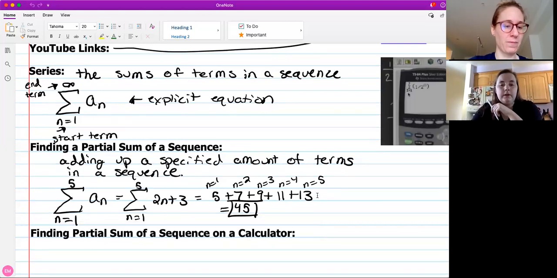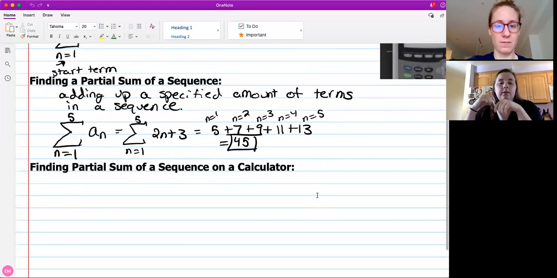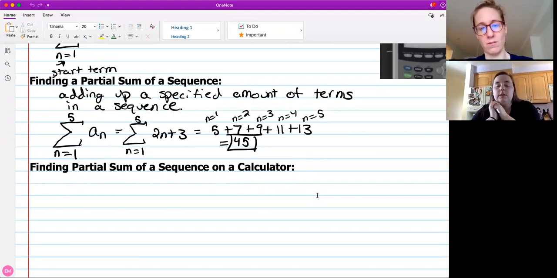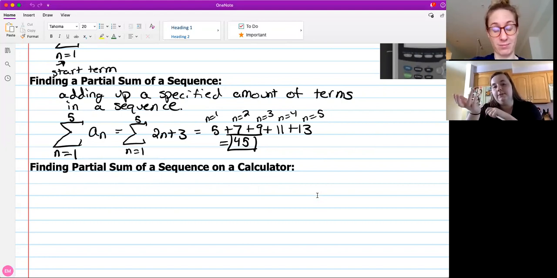Okay. That being said, let's look at finding the partial sum of a sequence on a calculator. So if we were using the example that I just did, that's pretty easy to do by hand because we only have 5 terms that we need to find. But say that was 500 and not 5, that would be a little harder to do by hand, because nobody wants to sit there and find 500 terms of a sequence and then add them all together.